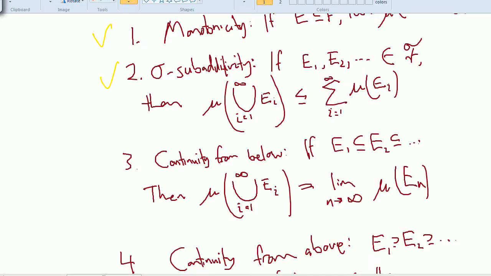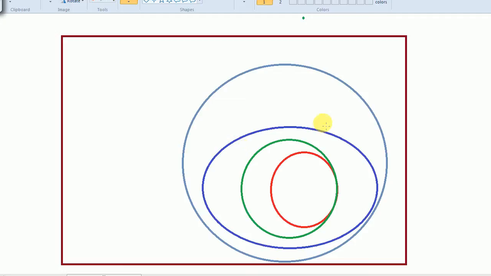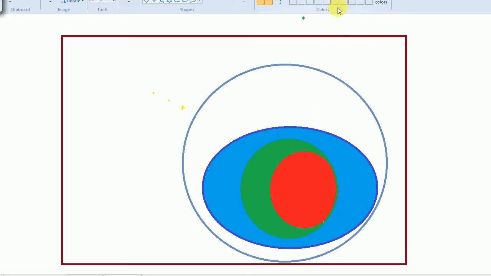Now, as far as continuity from below goes, let's assume these are our sets, and we can imagine that we keep going infinitely outward, more and more of them. But we're going to do something similar. We're going to take E sub 1 prime to be that set right there. And then E sub 2 prime is going to be everything that's in E sub 2 but not in E sub 1. And E sub 3 prime, likewise, is going to be everything that's in E sub 3 but not in E sub 2. And we keep going out like this.